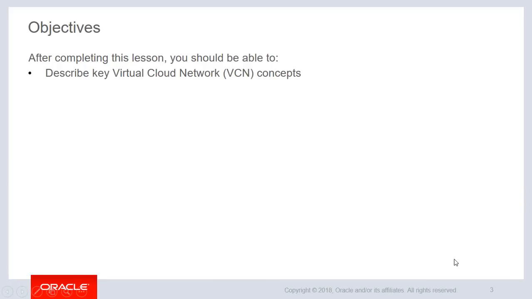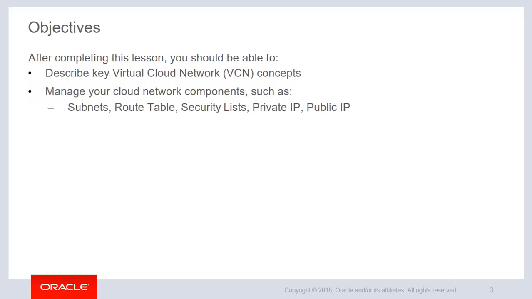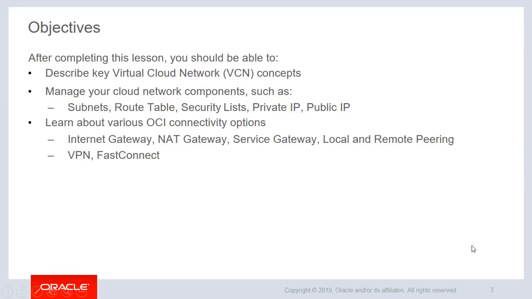In this particular module, we are going to look into Oracle Cloud Infrastructure Virtual Cloud Network Service. We are going to look into various components of the VCN service, including subnets, route tables, security list, private IPs, public IP, and virtual network interface cards. We are also going to look into various OCI connectivity options, the various gateways we support.